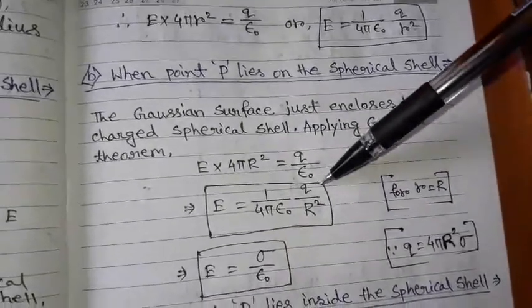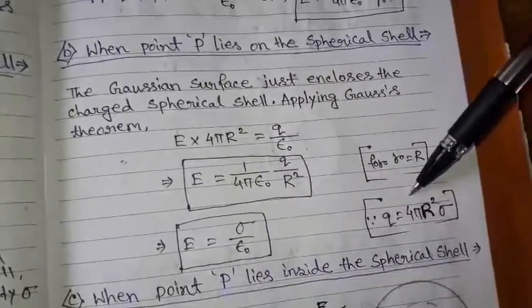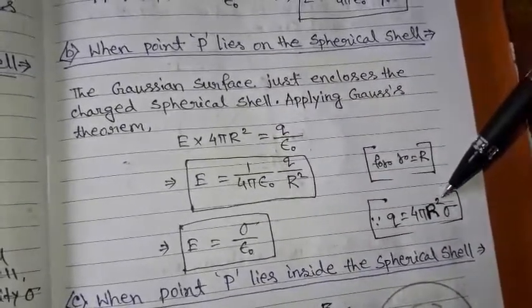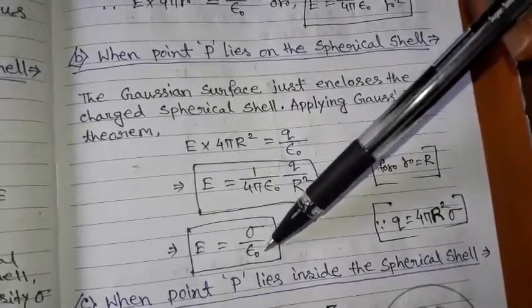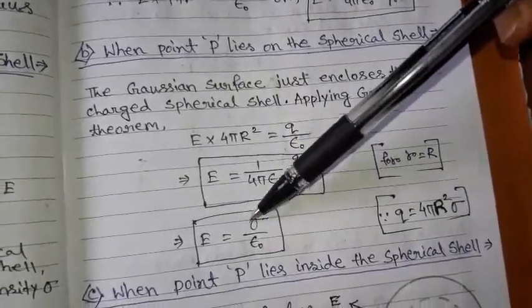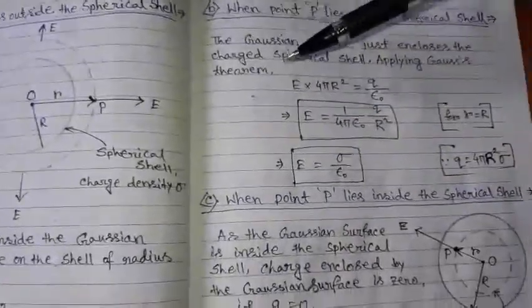So if we put the value of Q like this, 4 pi R square into sigma, then the electric field will be E equal to sigma by epsilon naught. This is the electric field when the point P lies on the spherical shell.